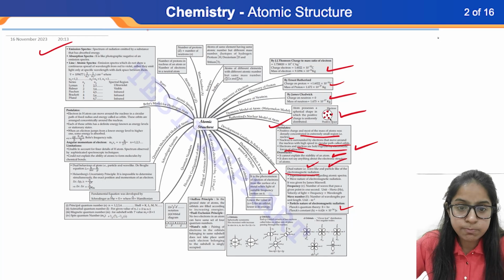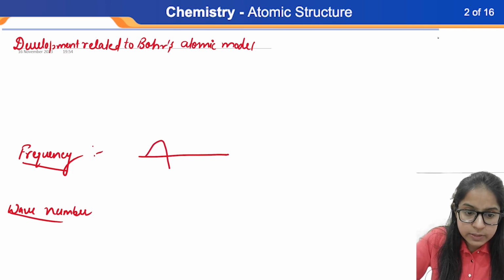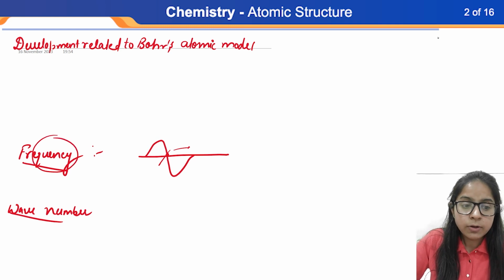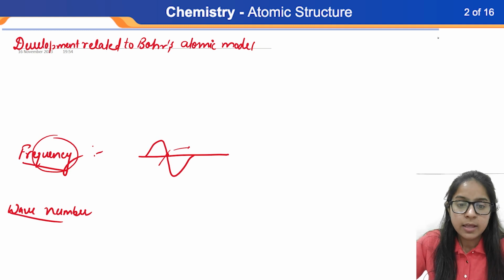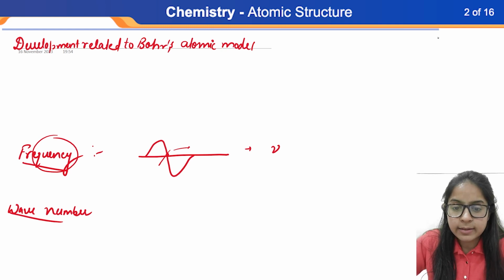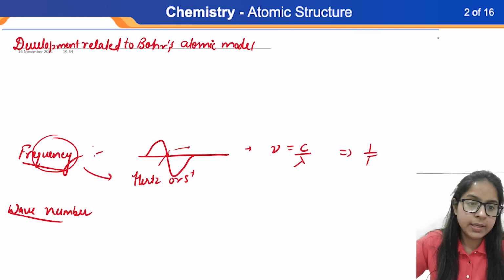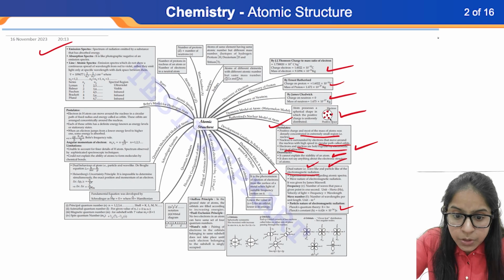Now James Maxwell explains some terms like frequency. For example, this is one wave. Let me take this point: how many waves pass through this point in 1 second is called the frequency of the waves. You are going to get a lot of questions regarding frequency. Frequency is denoted by nu, and nu is equal to c by lambda. The unit of frequency is hertz or second inverse, because it is the inverse of time.